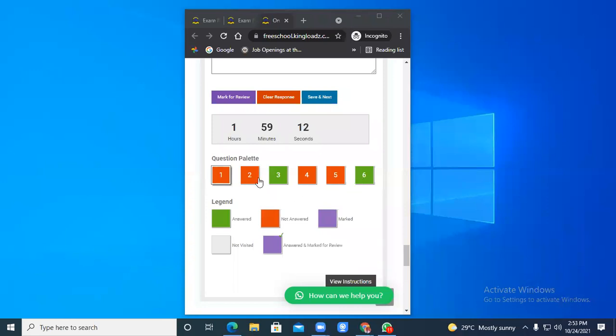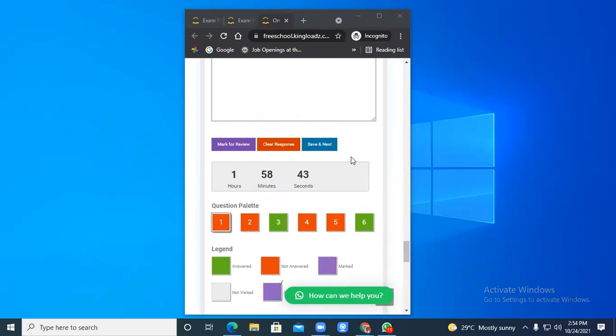Now here they appear red, green, and what? The one which appears green means that you have attempted it. The one which appears red means it's not answered. The one which appears blue means you have marked it. You can mark a question for review. I will show you that. And the one which appears gray is not visited. And the one which appears gray but with a green tick means that you have marked it, but you are going to review it. So you can review some questions even if you doubt your answers.